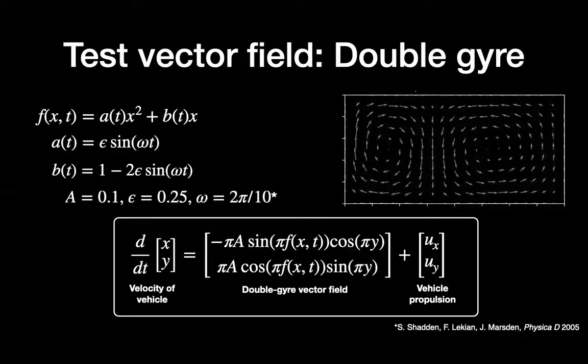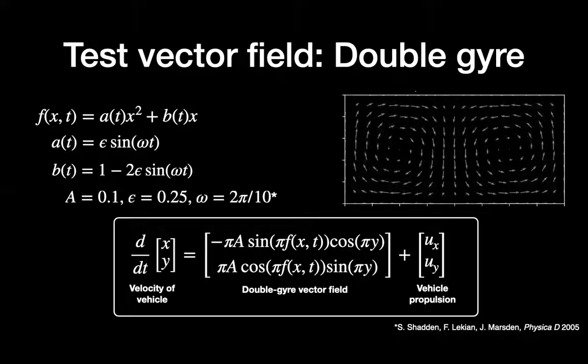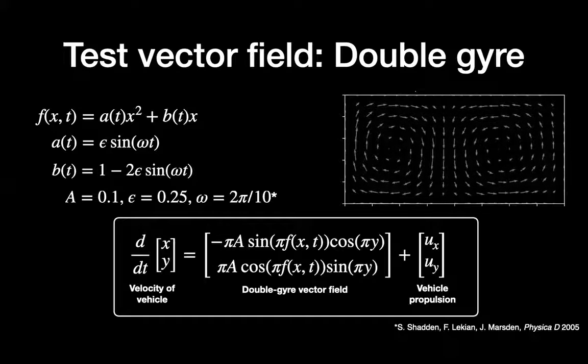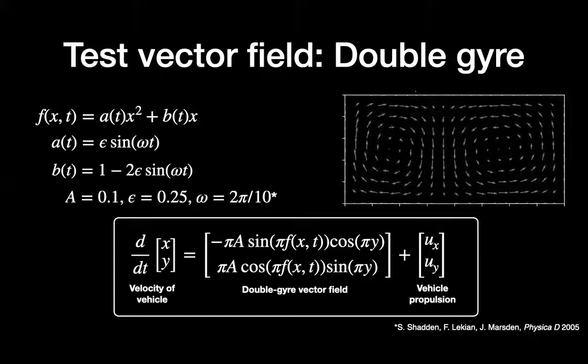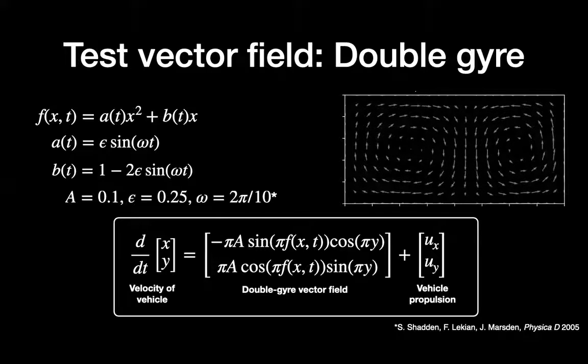The model we're going to use in all the simulations I'm going to show in this video is the one I've kept below. It's called the kinematic model, and what we're saying is that the velocity of your vehicle is equal to the sum of the double gyre flow field and the propulsion given by the vehicle. The parameters we're using for the double gyre come from the Shadden Physica D paper from 2005.